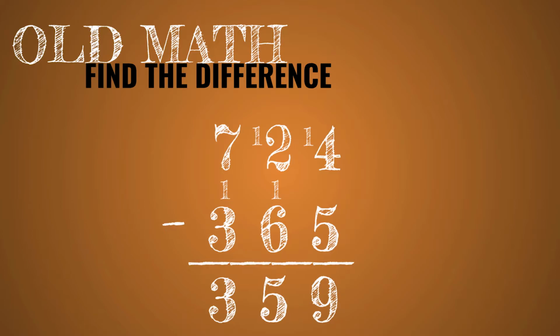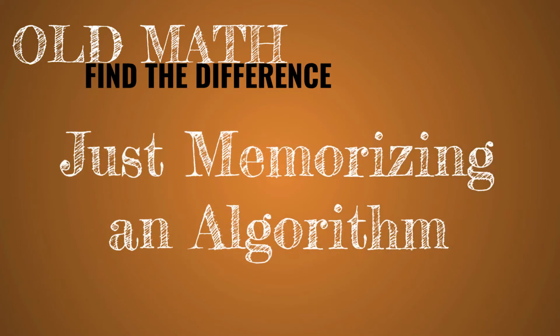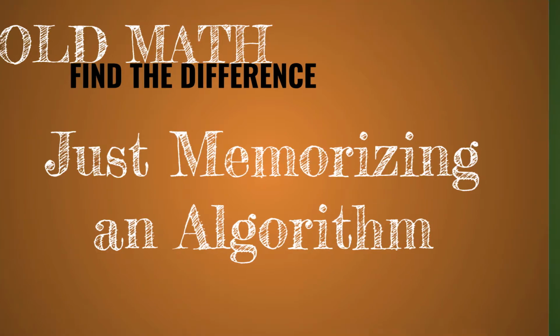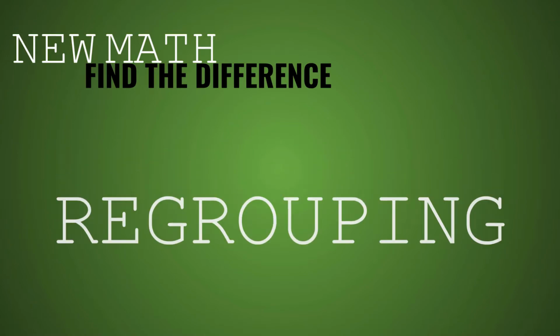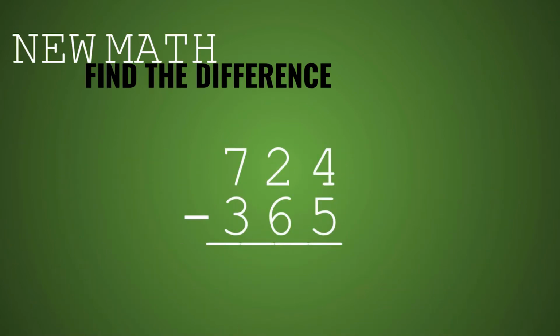So people just thought that borrow and pay back method was just memorizing an algorithm. So when new math came along in the late 1950s, they brought on regrouping. And this is what we think of as subtraction now, like the standard algorithm way. So we try to take 5 from 4, but we can't. So we have to borrow from the tens place. That 2 becomes a 1, and then that 4 becomes a 14.